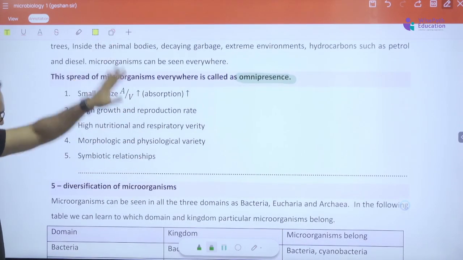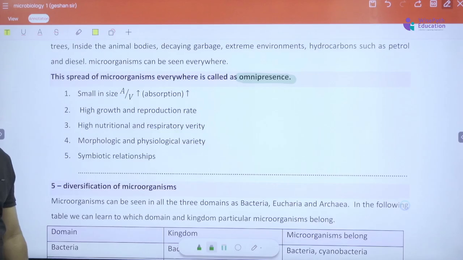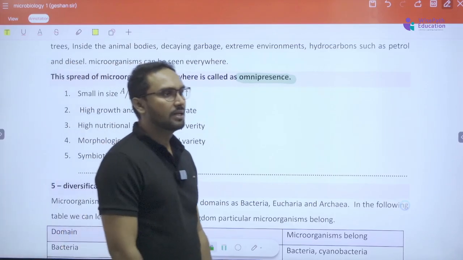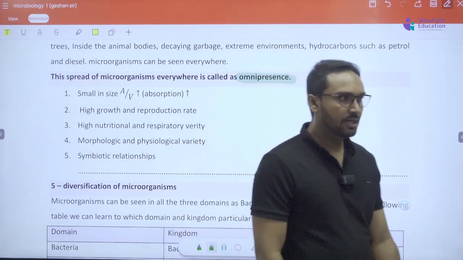So now these are the reasons why the omnipresence is there. So the first thing is what? They are small in size.